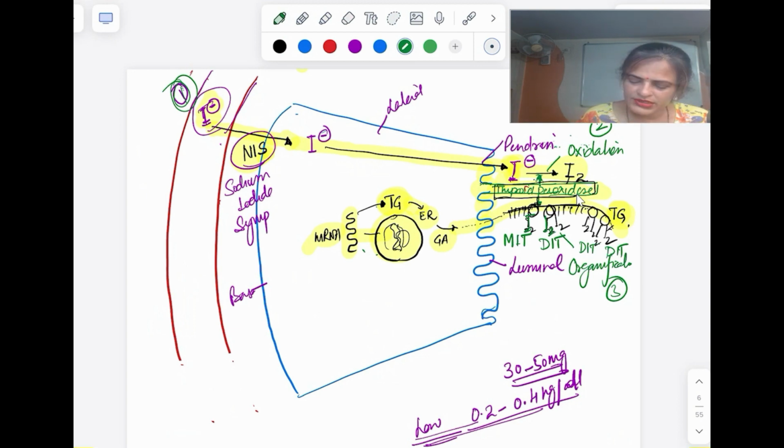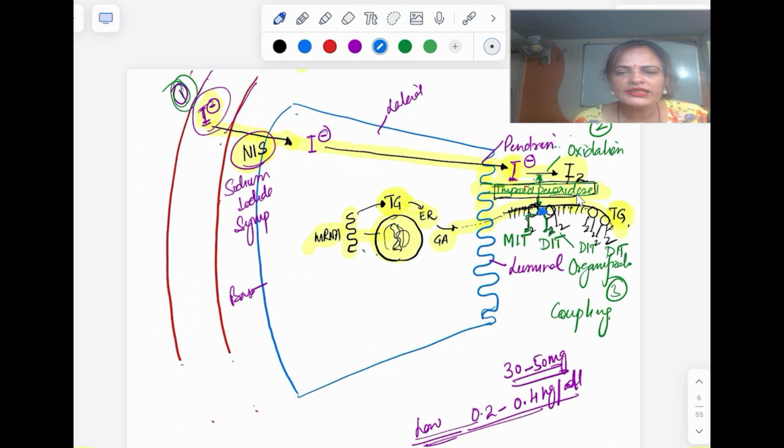Now the next step, fourth step, that is a coupling. ठीक है. अब कपलिंग में क्या है, अगर मोनो और डाई, if we are going to combine these two, अगर ये दोनों मिल जाते हैं आपस में, ठीक है, this mono and di, then what will happen, the T3 will be formed. MIT and DIT, they are going to form T3, whereas these two DIT, diiodotyrosine, they are going to form the T4. ठीक है. So T3 and T4, both are formed.